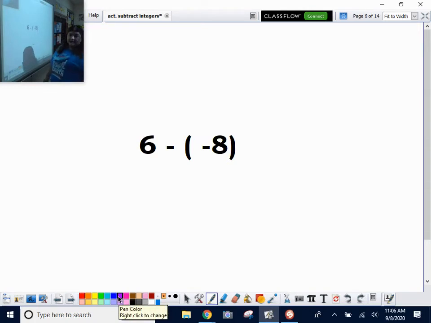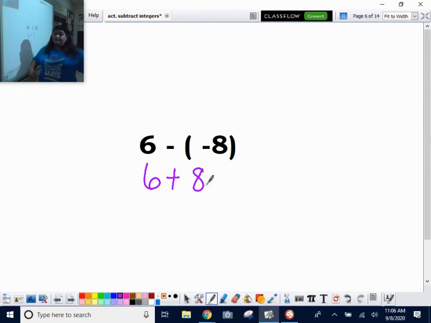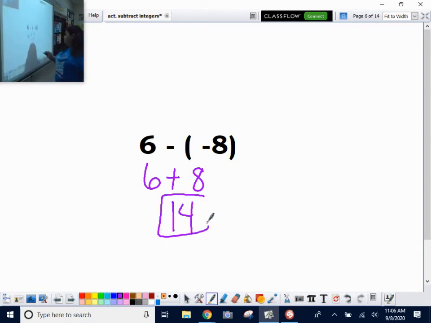6 minus a negative 8. Okay, first number stays the same. Subtraction changes to addition. And the opposite of a negative 8 is a positive 8. And look at that. Both of these numbers are the exact same sign, which means we add them together. So 6 plus 8 is what? 14. Are we good there? Okie dokie.